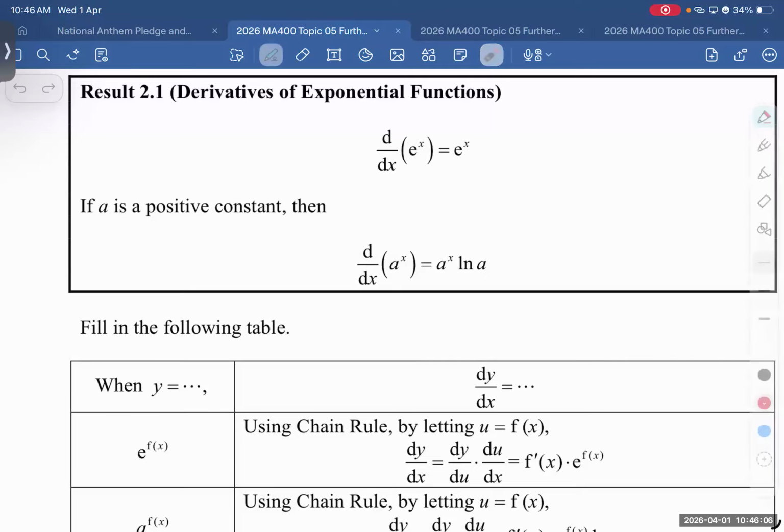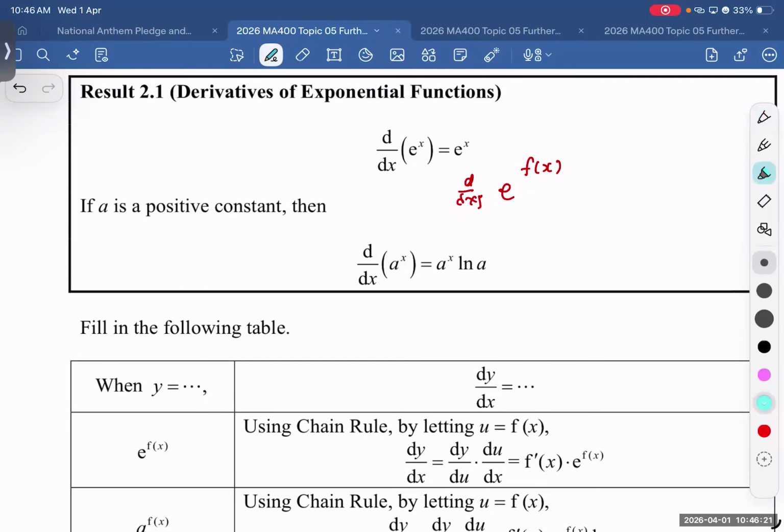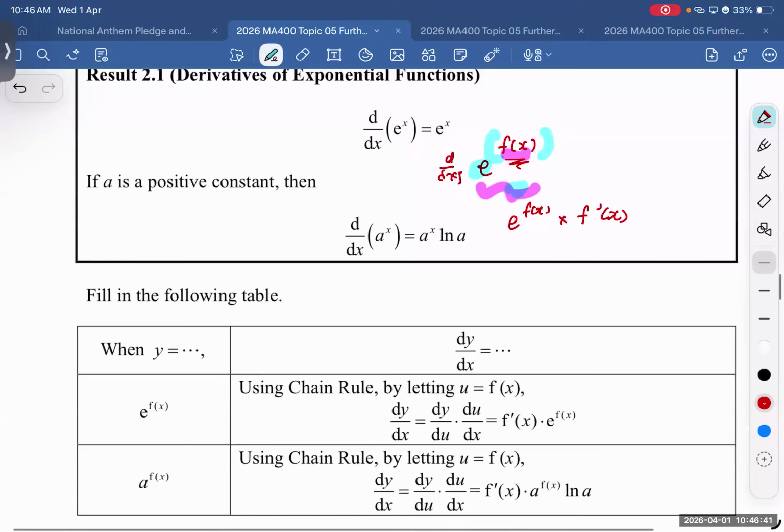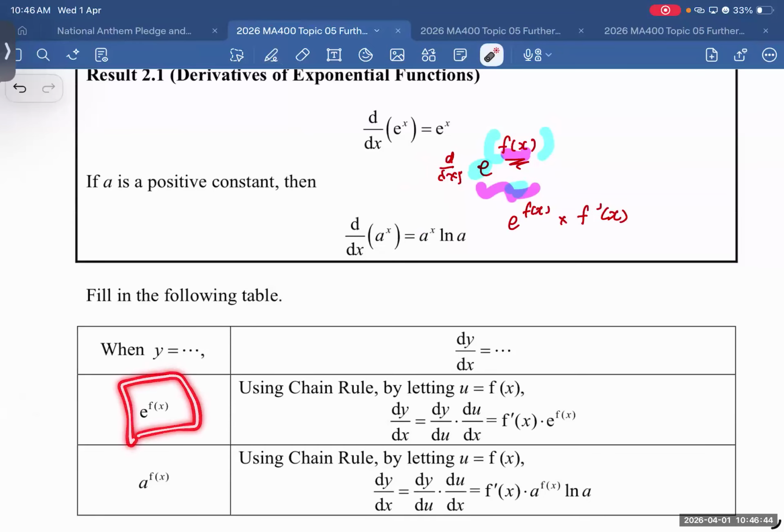But if I differentiate e power f(x), can you all see outer layer, inner layer? Outer layer is this. Where's the inner layer? Inner layer is this. So when you differentiate outer layer, it is e power f(x). Differentiate inner layer, you get f prime. That's why you notice at the bottom where you differentiate e power f(x), dy/dx is f prime(x) e power f(x). It's basically chain rule.